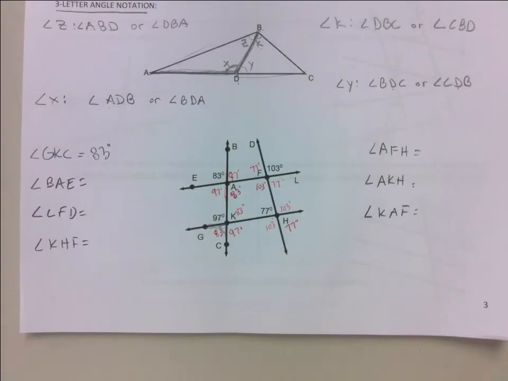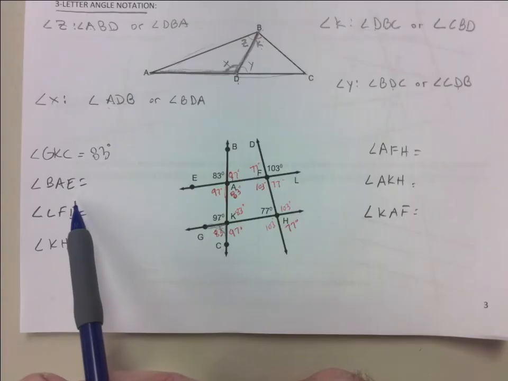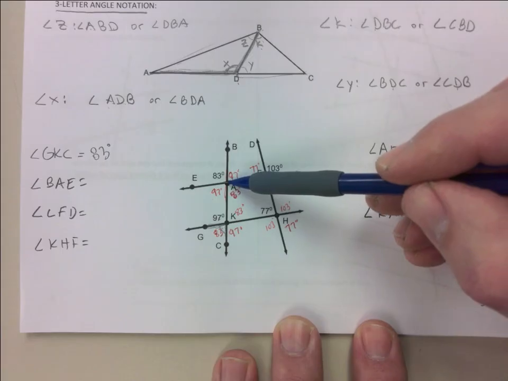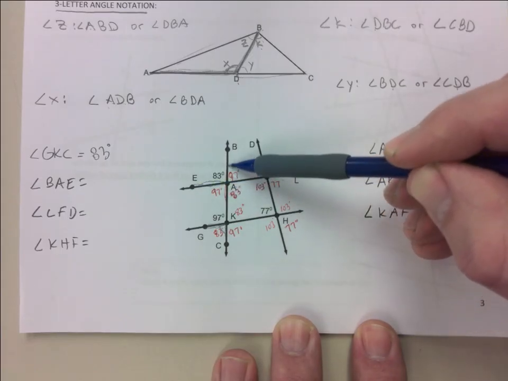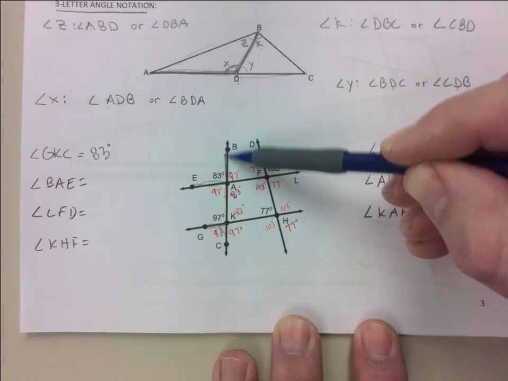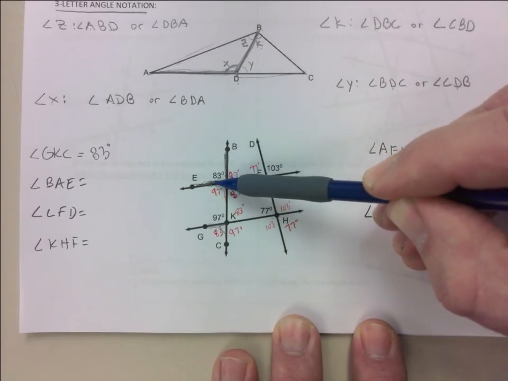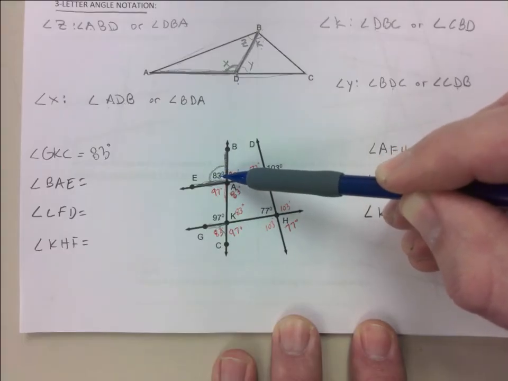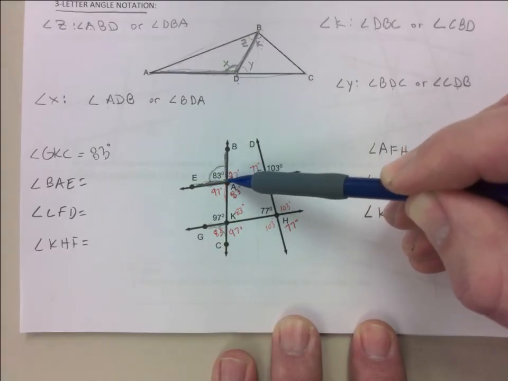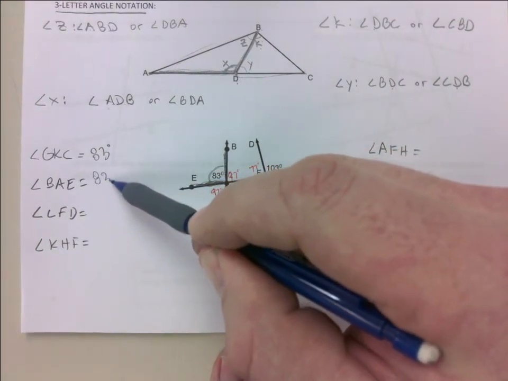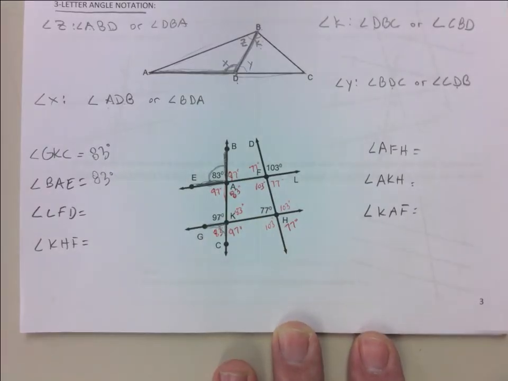If you're still stuck, I'll do another one. BAE. B to A to E. Look at the two segments that you're creating. You're creating this segment and that segment. You're going to connect the two, and it's that angle that I'm talking about. So BAE is 83 as well. Try the rest by yourselves.